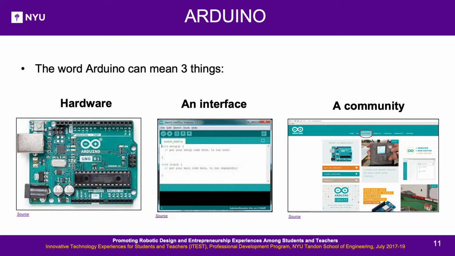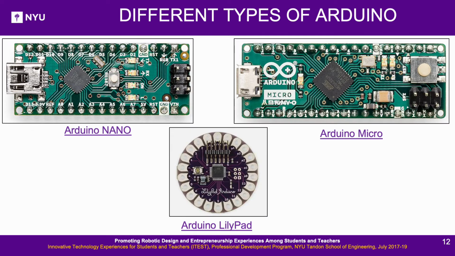The word Arduino can mean three things: a piece of hardware, an interface to communicate with the hardware, and a community of Arduino-related projects and resources. Different types of Arduino. Arduino Nano. It is one of the smallest Arduino boards with no power jack.